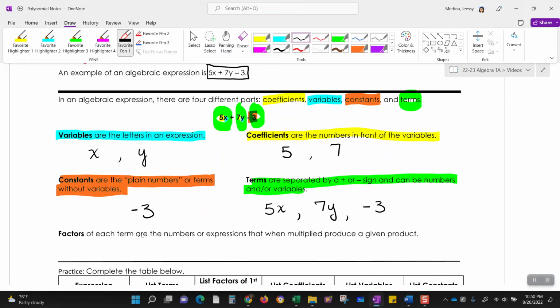Factors of each term are the numbers or expressions that when you multiply them produce that given product. So in this case, let's say 5x, the factors are going to be 5, it's going to be x, and they can also be together 5x, okay?